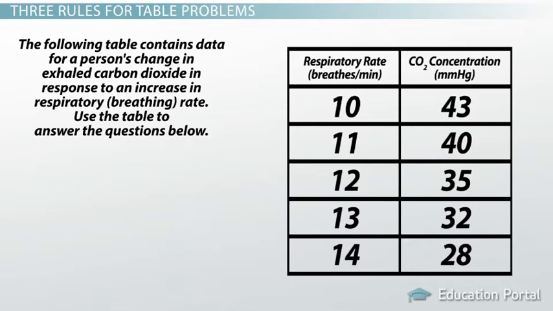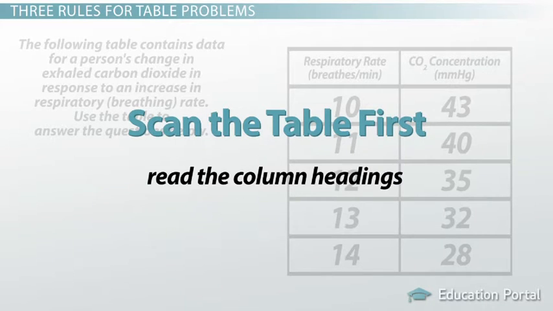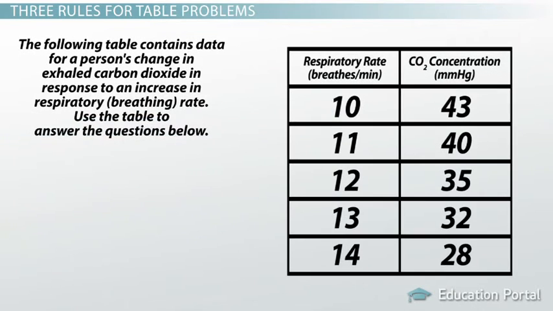The best thing to do with a problem like this is to scan the table first, before you read any of the questions. Many students make the mistake of jumping right into the questions before they understand the table. It doesn't take very long to read the column headings and get oriented to the information. Our first column shows the respiratory rates measured in breaths per minute. From top to bottom, the breathing rates gradually increase. The second column lists the concentration of carbon dioxide in exhaled air, measured in millimeters of mercury.